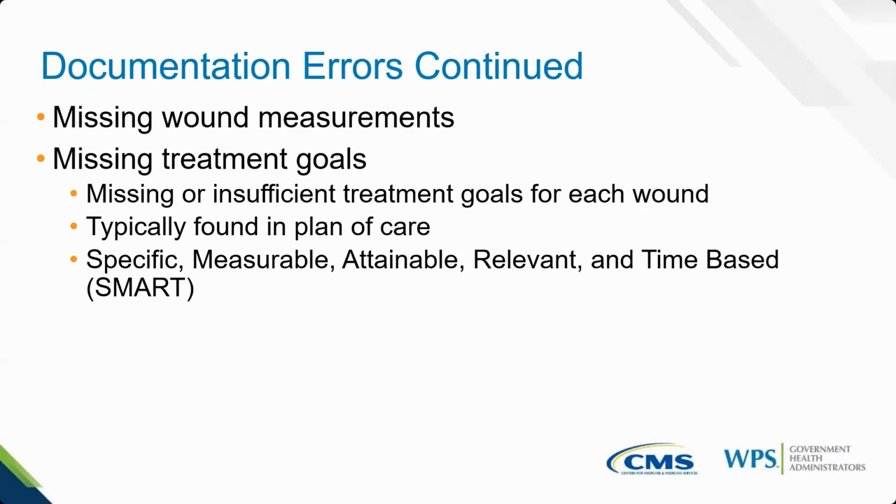Our next most common error is missing or insufficient treatment goals for each of the wounds that you're taking care of. If the patient has more than one wound that you're dealing with, then documentation must be specific for each of those different wounds. The plan of care should indicate information on how the goal will be achieved. Goals are really important for the big overall picture of what you're trying to accomplish for that patient. Your documentation should include the progress toward that goal, and if there isn't any progress, then why? And what are you doing?